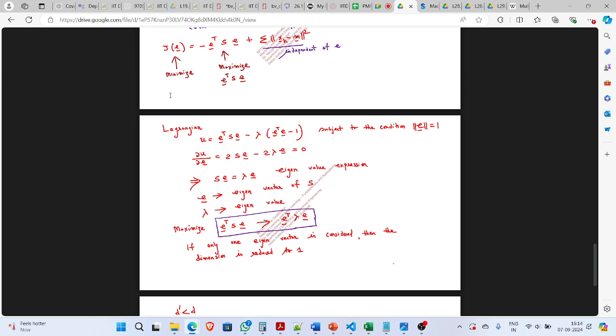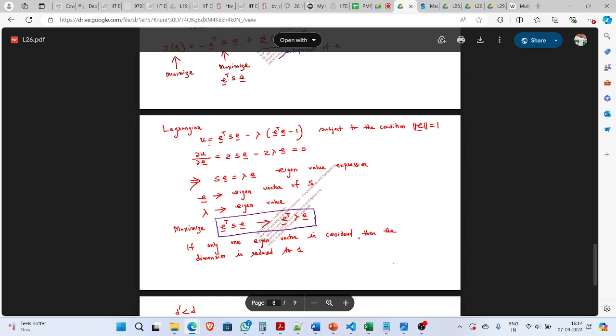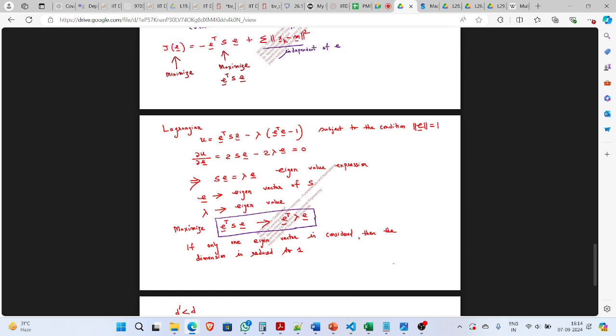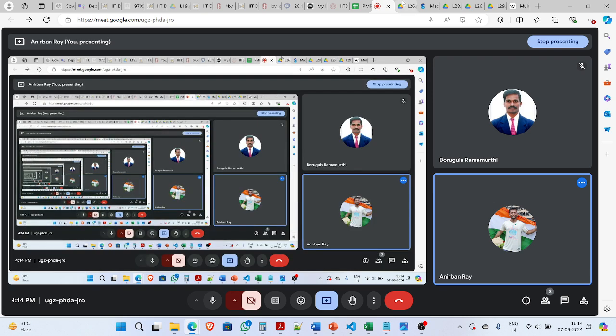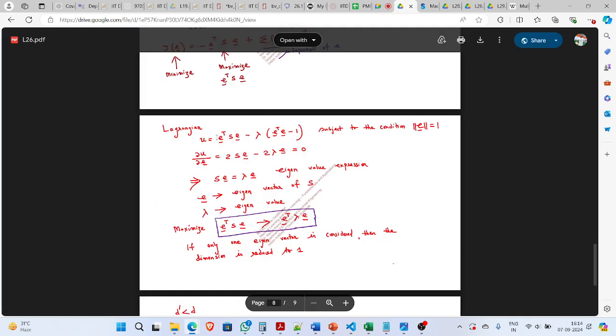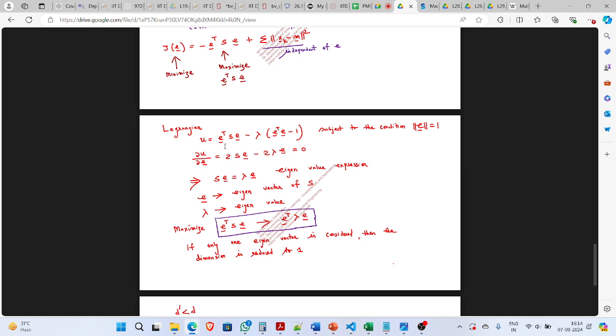As you can see, this is the higher dimensional derivative, vector calculus thing. As you take the derivative of E transpose S E, where S is a positive definite matrix, this reduces to 2SE, and so it is a classical eigenvalue problem.